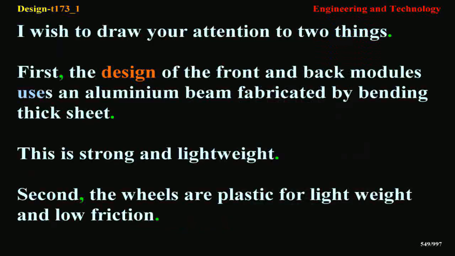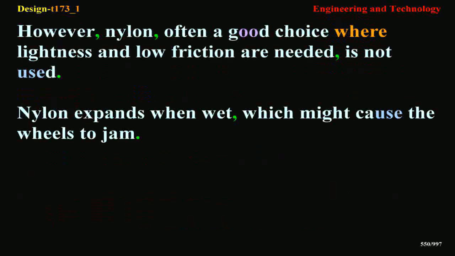I wish to draw your attention to 2 things. First, the design of the front and back modules uses an aluminum beam fabricated by bending thick sheet. This is strong and lightweight. Second, the wheels are plastic for lightweight and low friction. However, nylon, often a good choice where lightness and low friction are needed, is not used. Nylon expands when wet, which might cause the wheels to jam.